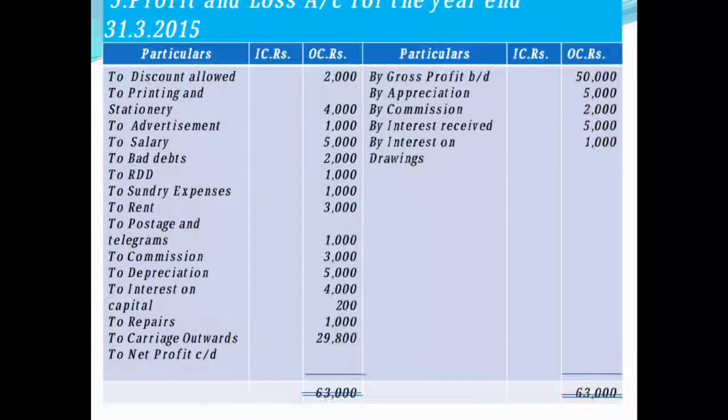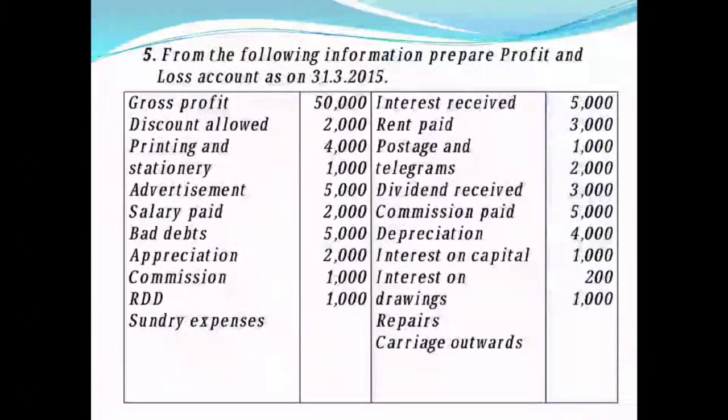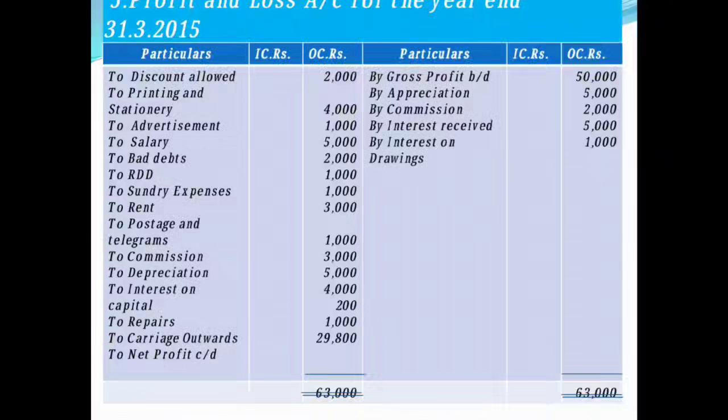Debit side you should record to interest on capital rupees 1000. Okay. Then interest on drawings we have 1000 rupees. Credit side you should record by interest on drawings because we are going to collect it, rupees 1000 here.